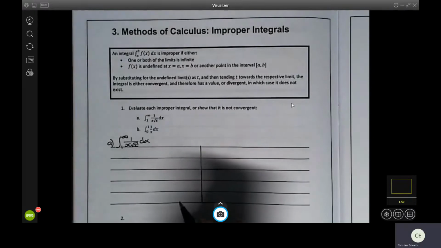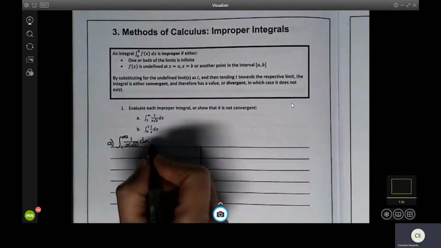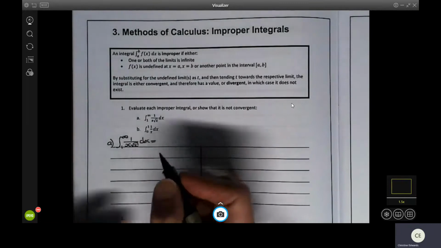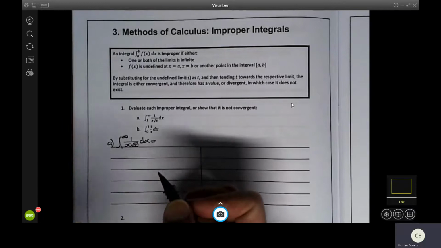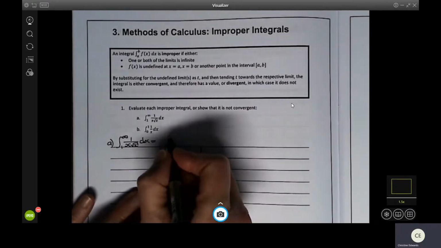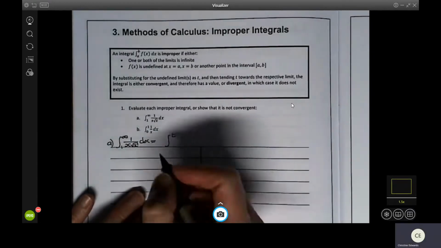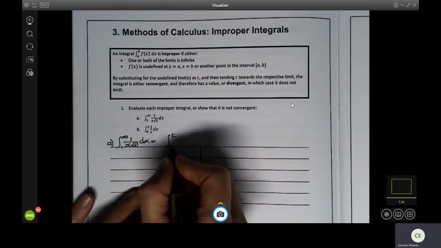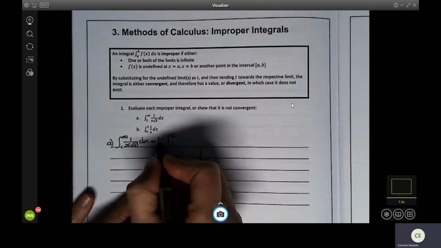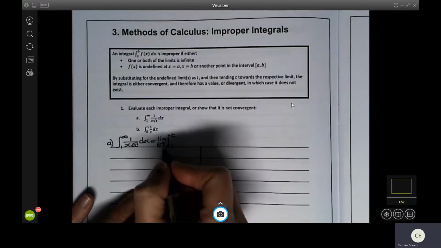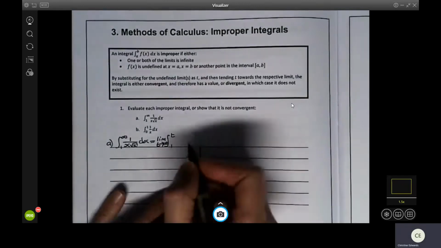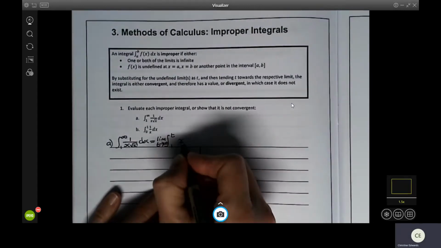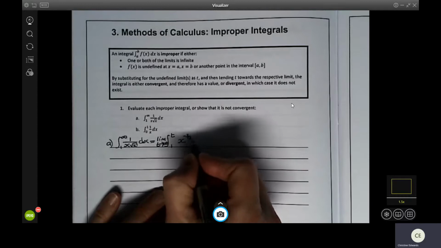So my method for dealing with this is to change the infinity sign to another parameter. So in this case we are going to use t. So we're going to evaluate the limit from 1 to t, and we are finding the limit as t tends to infinity, and we've got x to the minus 3 over 2 dx.